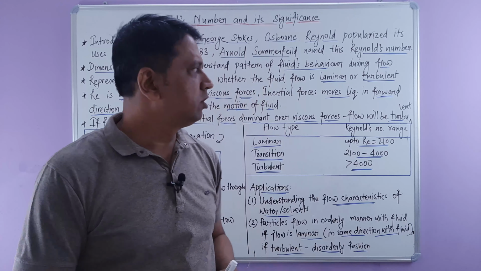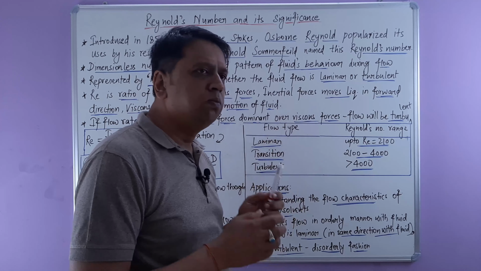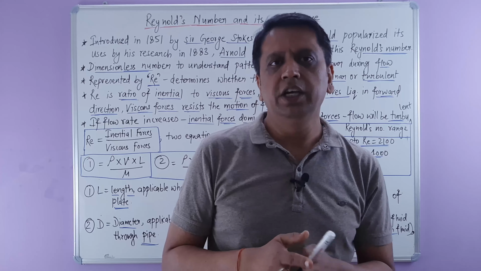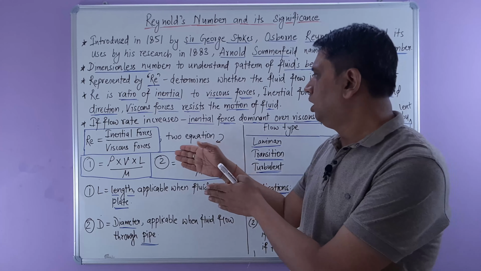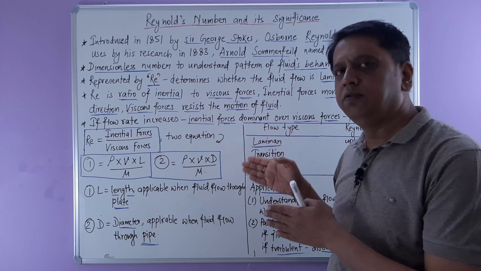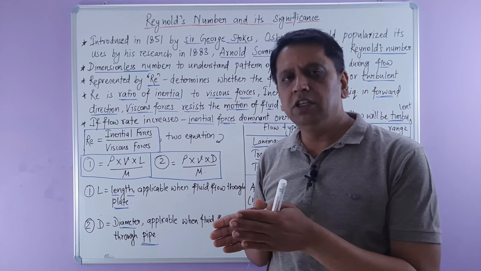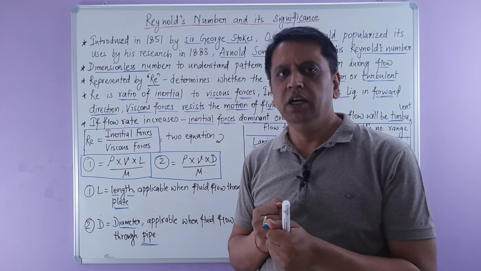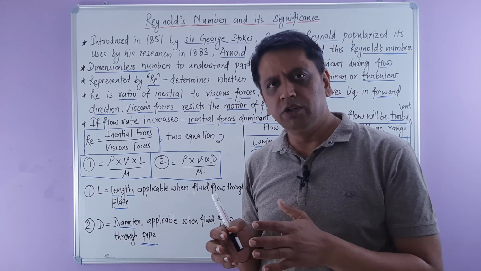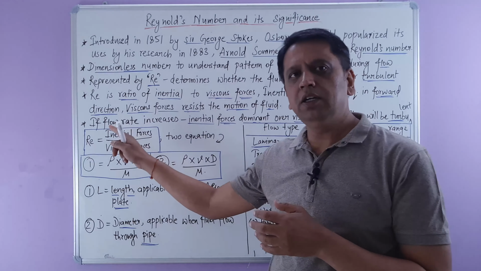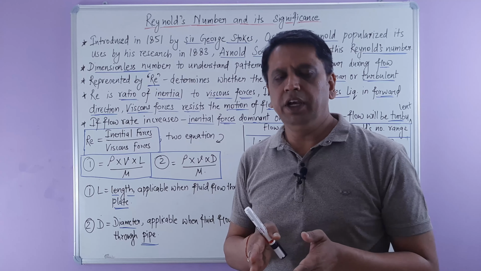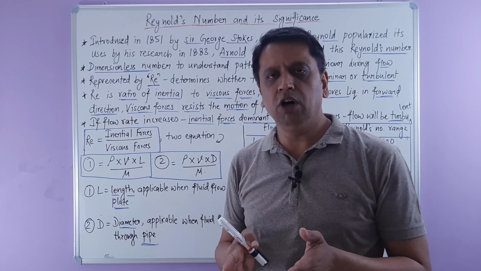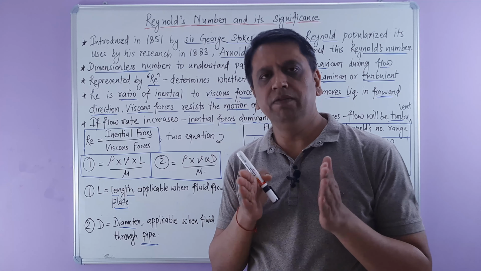Now, what are these forces? These inertial forces move the liquid in the forward direction, but these viscous forces try to resist the motion of the liquid. So, in this way, both the forces act in the opposite direction, and the ratio of these two forces is the Reynolds number.